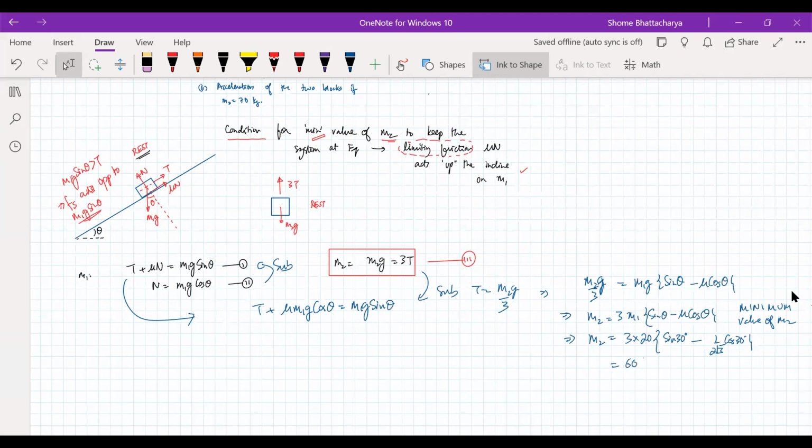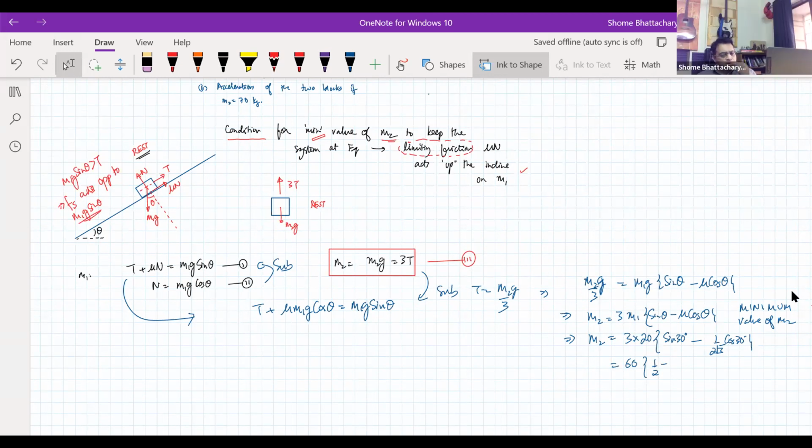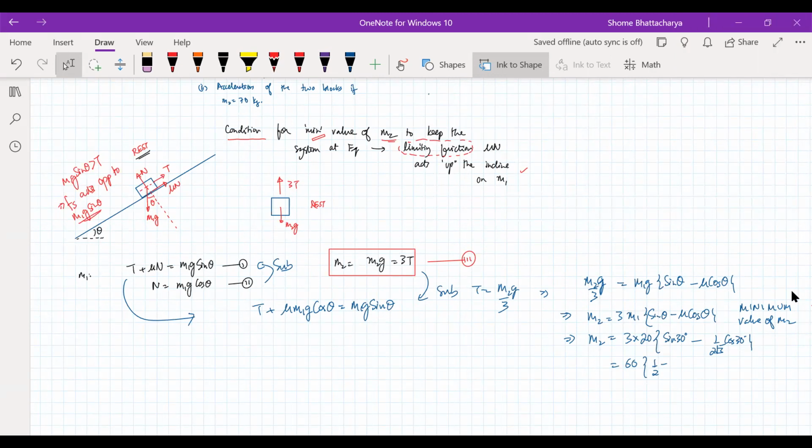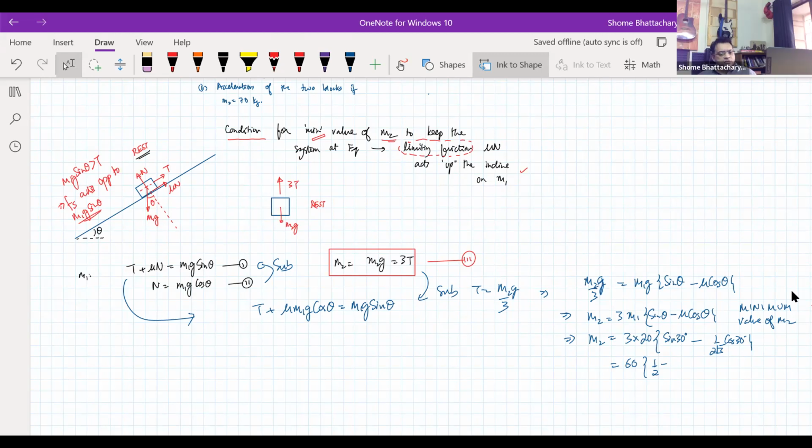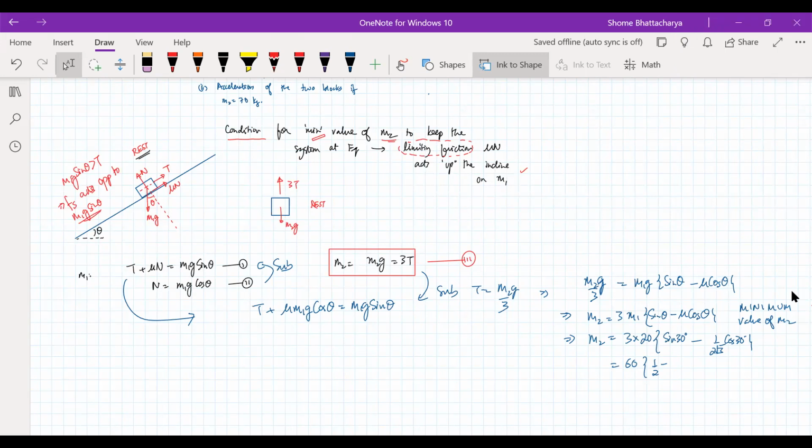Sir, with mu equal to 1 by 3, I got the value as 60 kilos for maximum. Mu equal to how much? 60 kilos. Actually, you got 60 kilos. No, but it will be more than 60 for maximum value. No, sir, I took 1 by root 3. That time it came 60. So 1 by root 3. Yeah, that's correct. 60 kg.